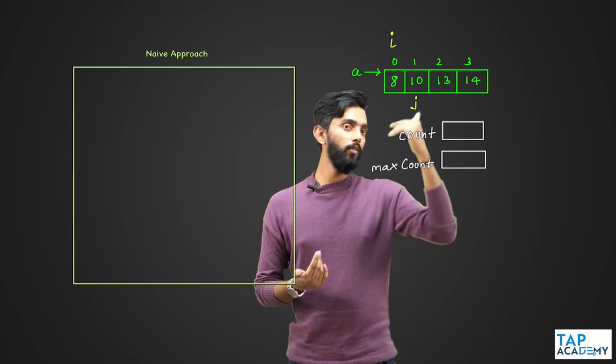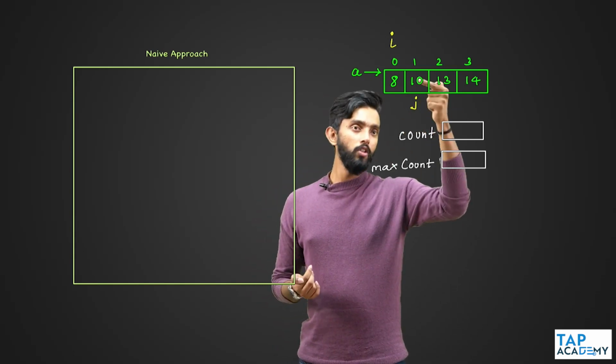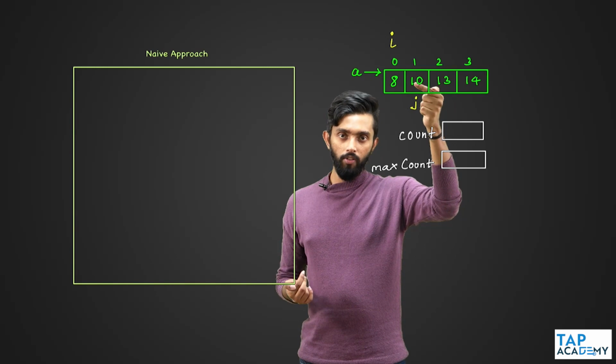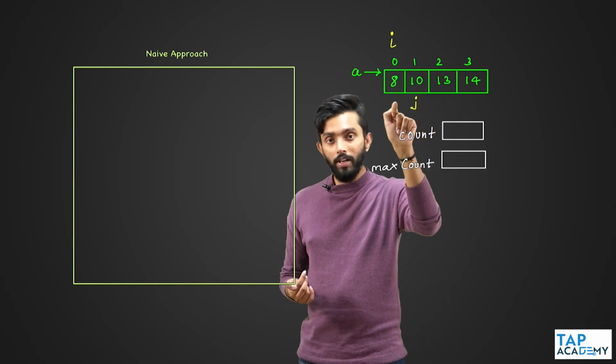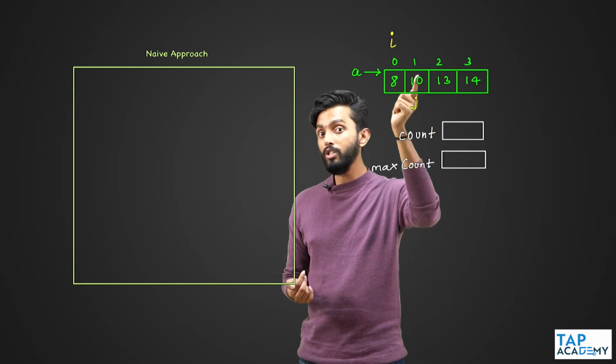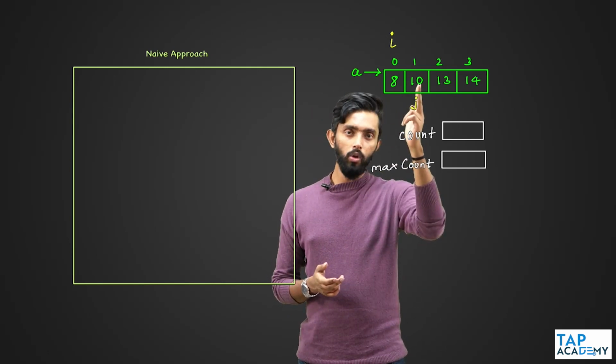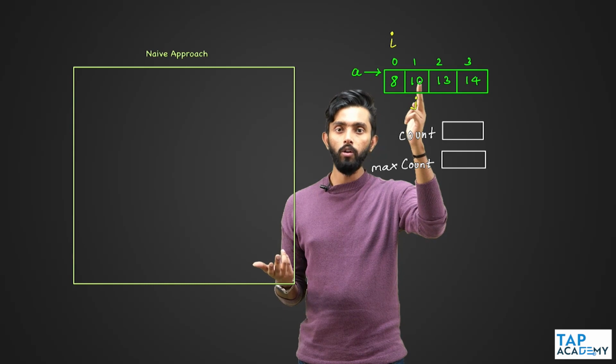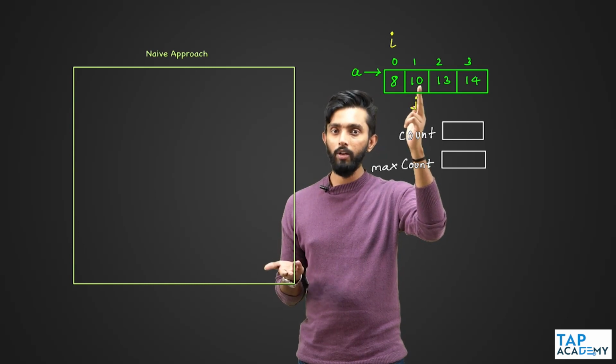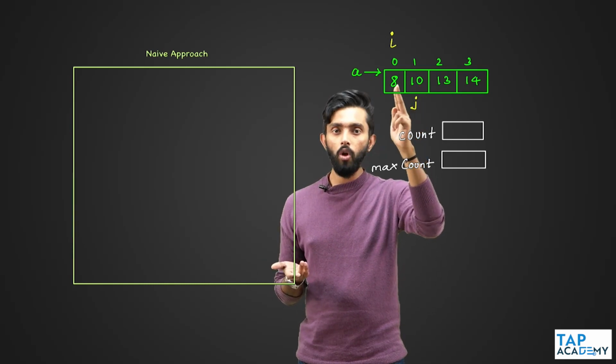How will we check that? Very simple. Wherever j is, I will check if it is even. If j is even, then the previous element, j minus 1, should it be even or odd? It has to be odd. I hope you are able to understand. And how will you check if something is even? Mod 2 equal to 0. It should be perfectly divisible by 2. How will you check if something is not even?